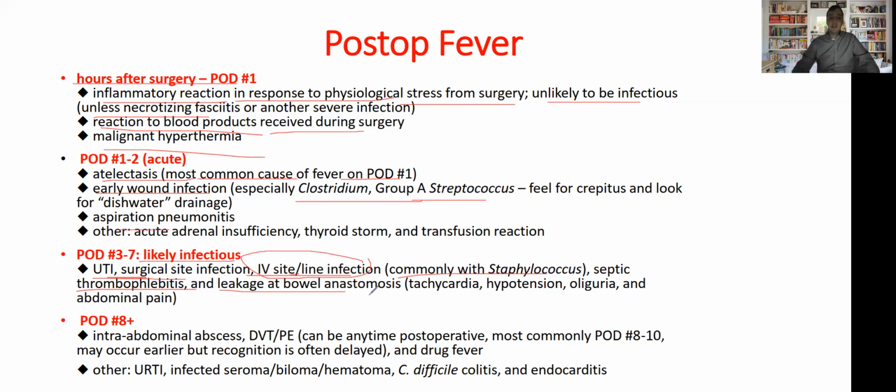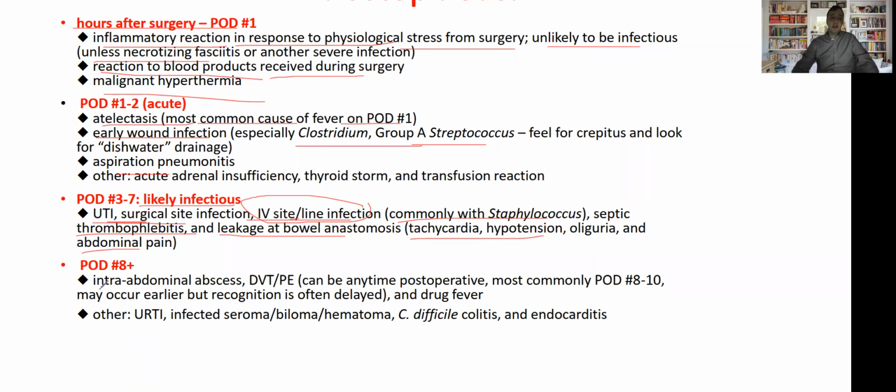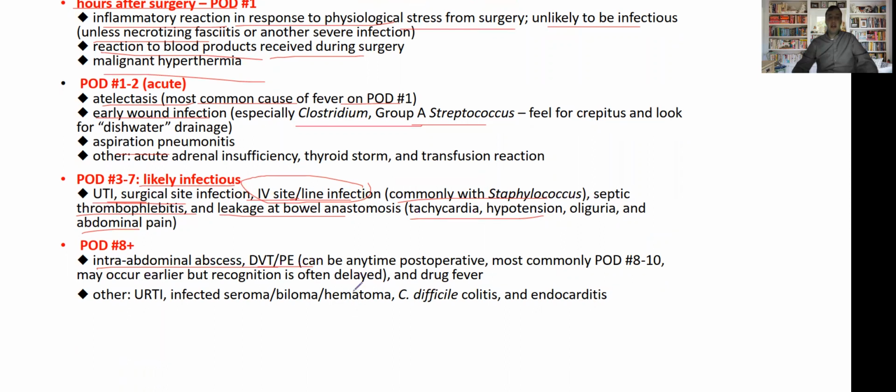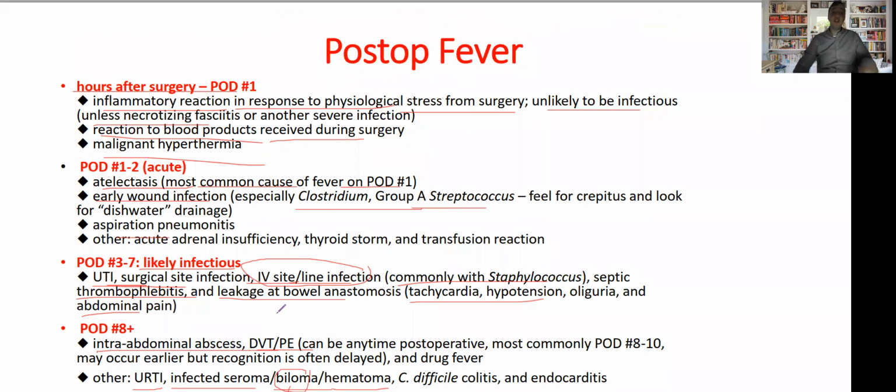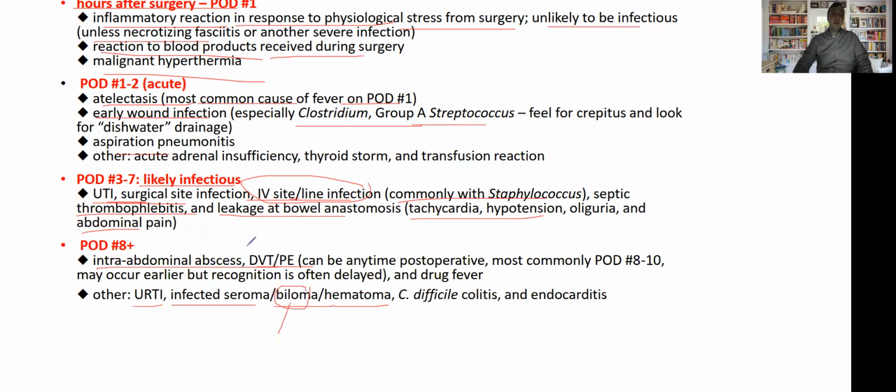Septic thrombophlebitis, leakage at the bowel anastomosis between day 3 and day 7. It can cause tachycardia, hypotension, oliguria, and abdominal pain. Postoperative day number 8, it's intra-abdominal abscess or DVT or PE. And we have other causes sometimes, like upper respiratory tract infection, infected seroma, infected biloma or hematoma. Biloma is accumulation of bile within the abdominal cavity. It can be one of the complications for this patient because this patient has had intervention in the biliary tract.